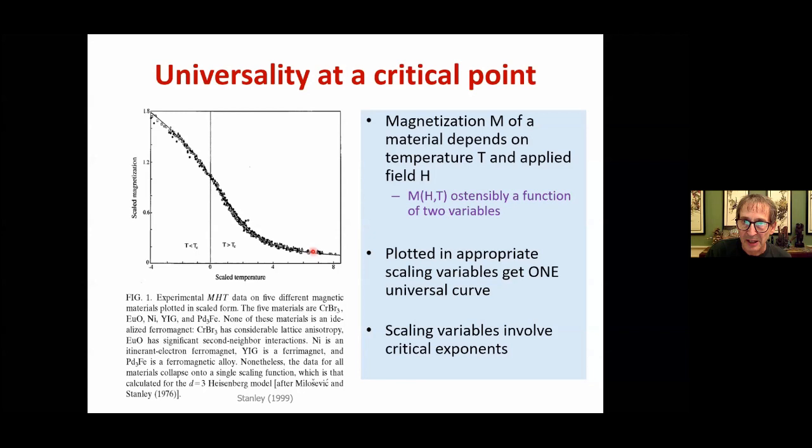Now this solid line here is the prediction from the renormalization group theory, and without any adjustable parameters, it goes through these data. So this is called a data collapse, and this is a much more powerful, in my view, demonstration of universality at a critical point than just looking for power laws, because you have to get all these data to collapse onto a whole function rather than just a straight line on the log-log plot or something like that. So this is data collapse.